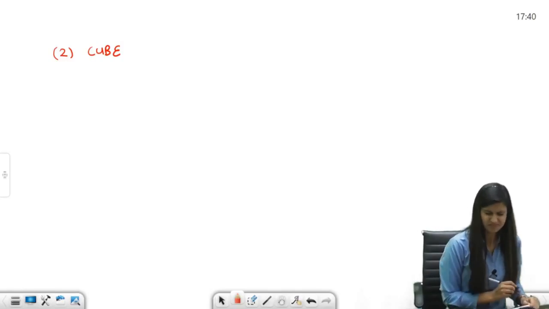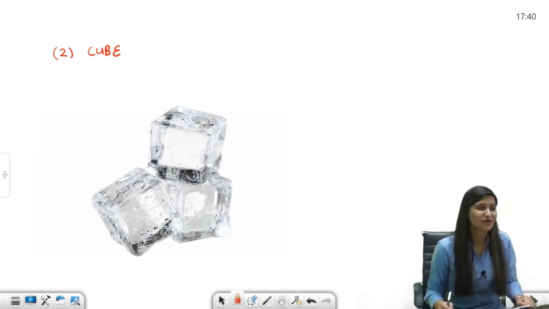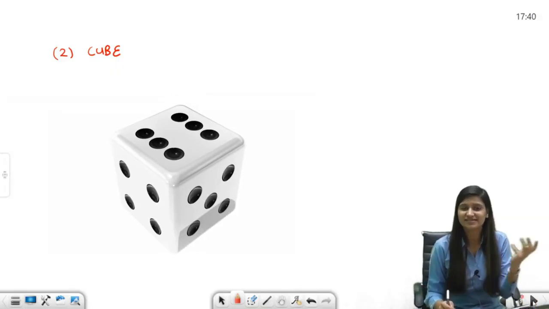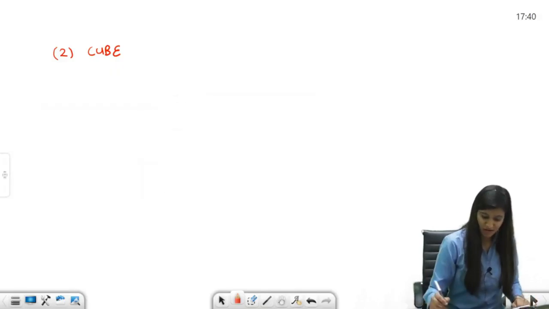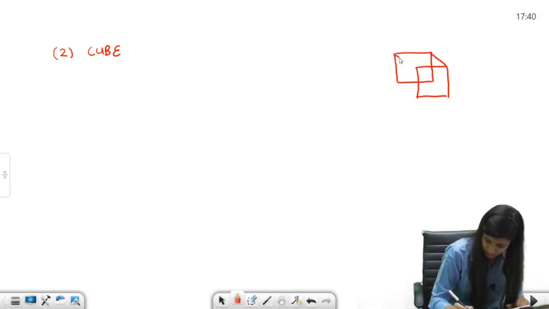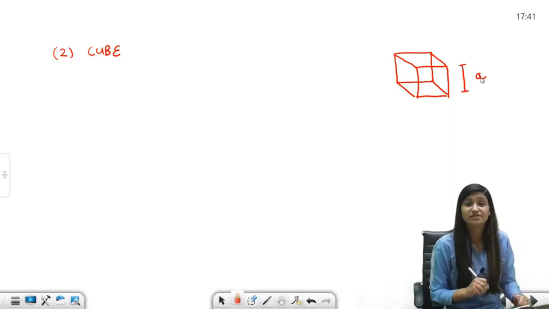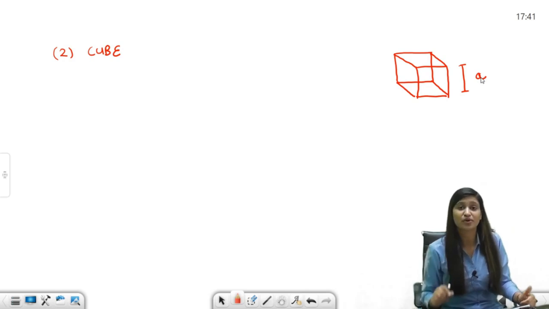Cube. We are all familiar with cube. Ice cubes, right? Or you can say a dice, the perfect example of a cube. How does a cube look like? It looks like this, this is our cube. Now you will ask me, what is the difference between cube and cuboid?